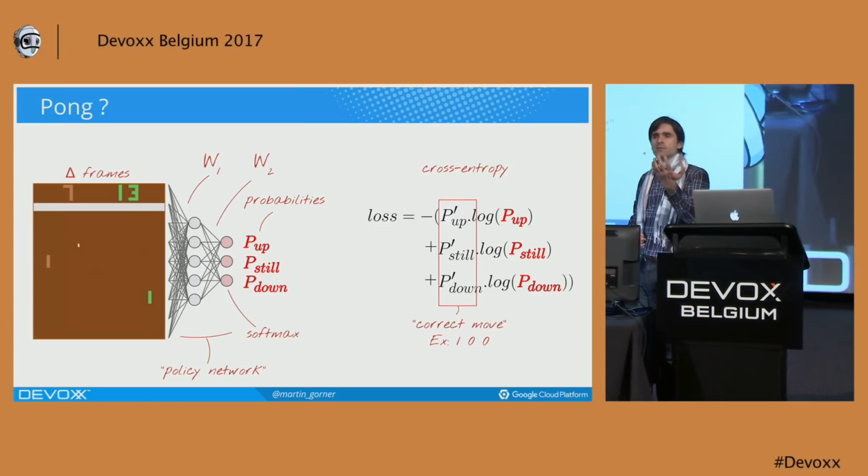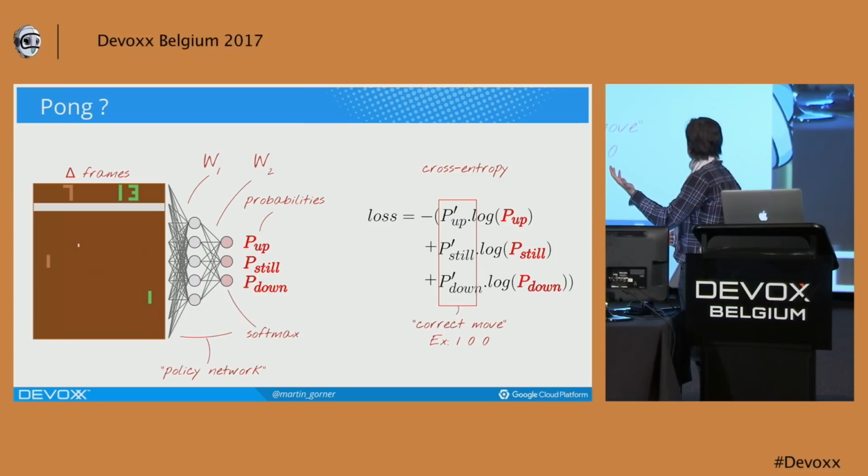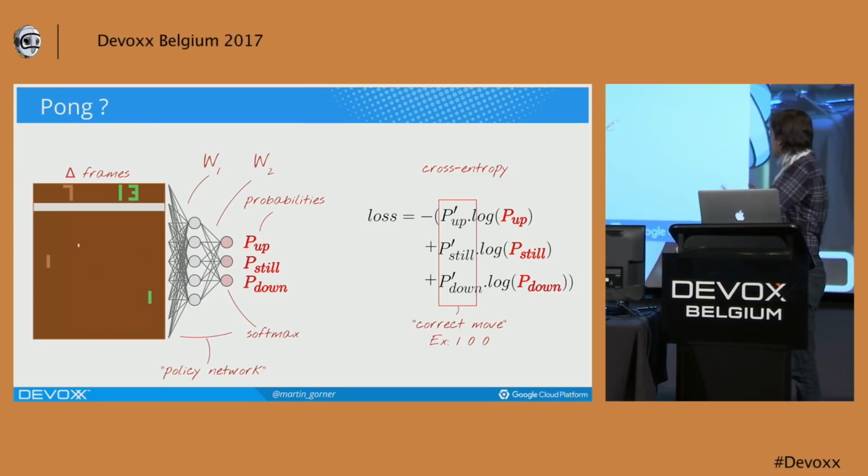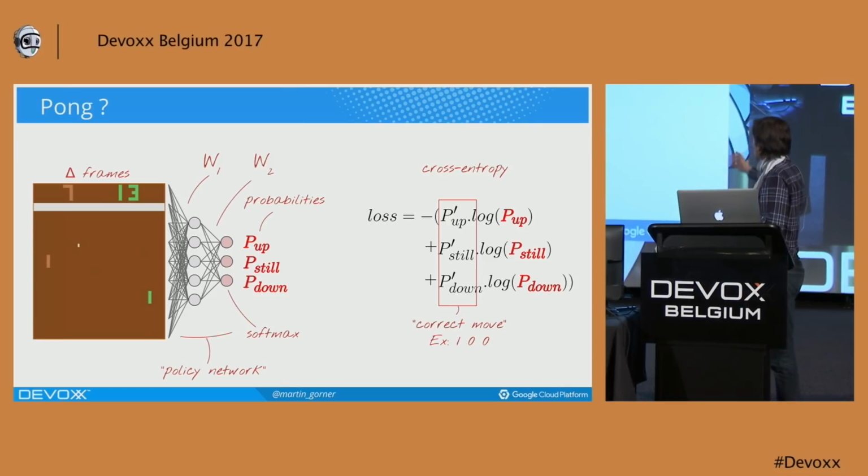But how do I know that? How do I know this is the correct move at this point? If I know it, well, yes, I can do this multiplication, and that's my loss. And then I continue my algorithm, I have a loss, I can train my network, and so on. But I don't know what the correct move is supposed to be here. I have no idea. So we'll do it slightly differently here.